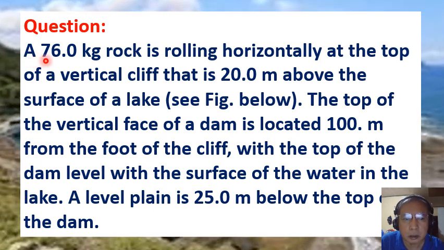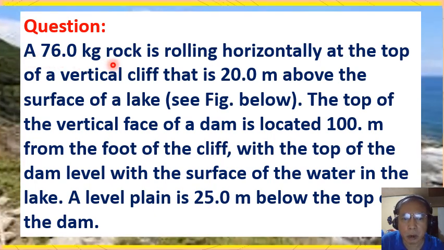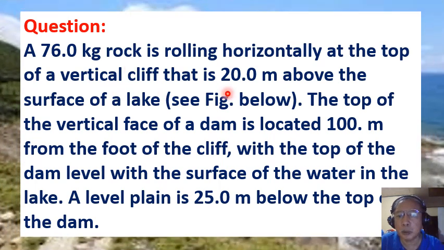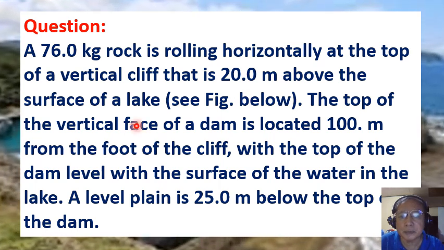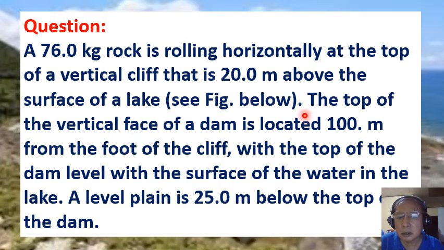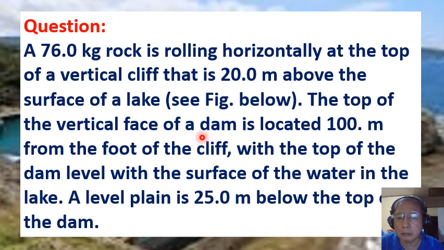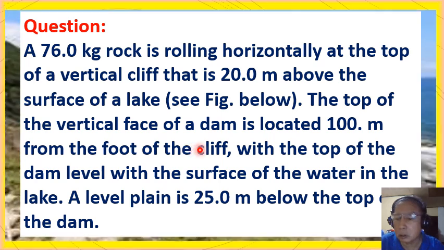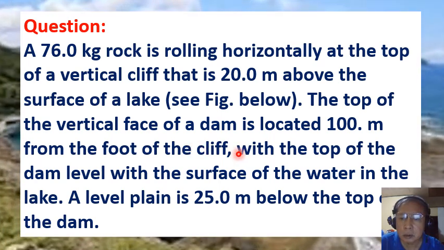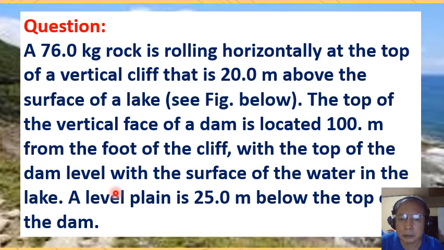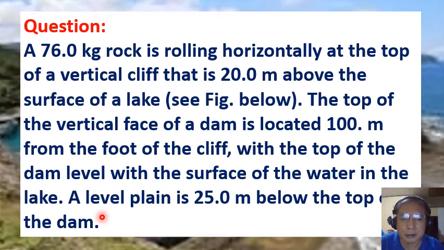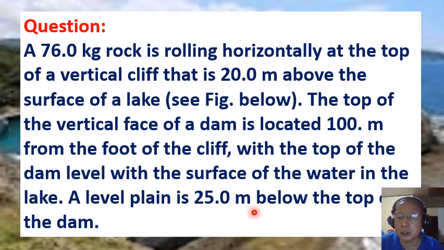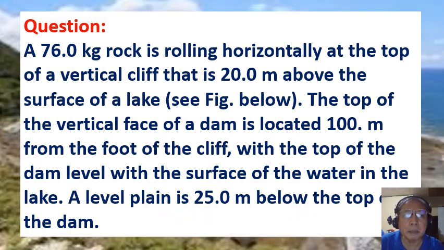Question is, a 76.0 kilogram rock is rolling horizontally at the top of a vertical cliff that is 20.0 meters above the surface of a lake. The top of the vertical face of a dam is located 100 meters from the foot of the cliff, with the top of the dam level with the surface of the water in the lake. A level plain is 25.0 meters below the top of the dam.